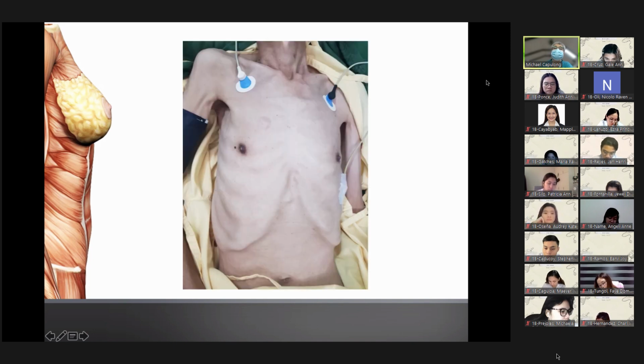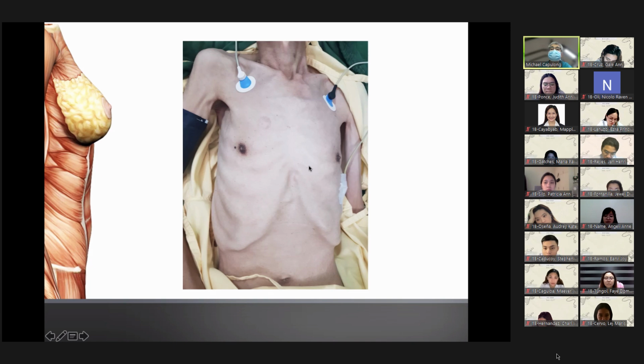Okay. Now here, we have a patient. The pictures that you'll be seeing are actual patients. These are my patients, and these pictures are posted here with their consent for learning purposes.